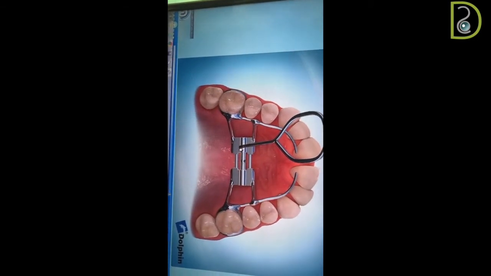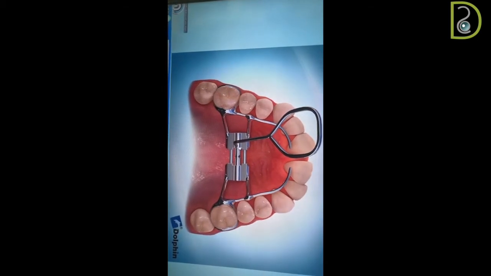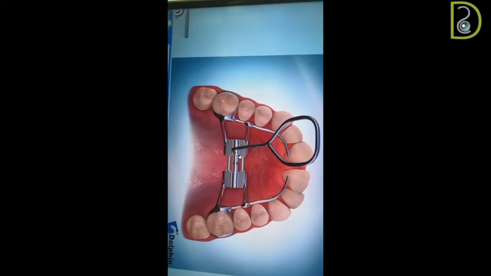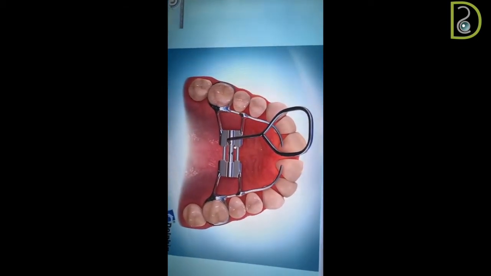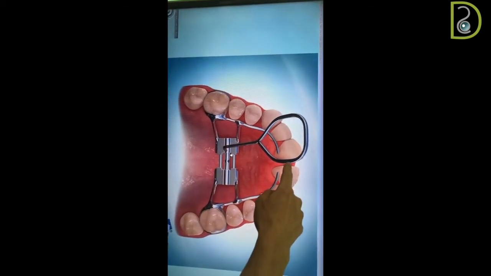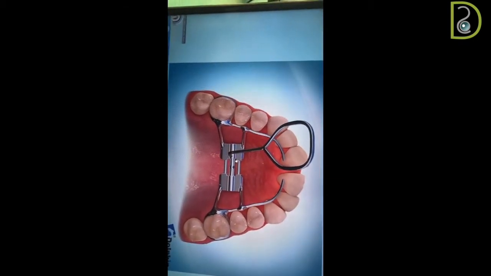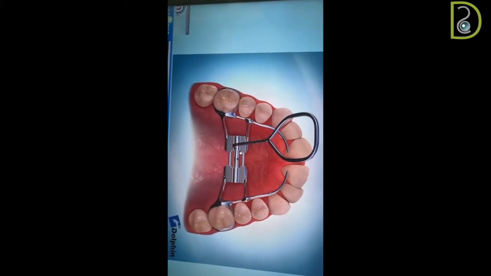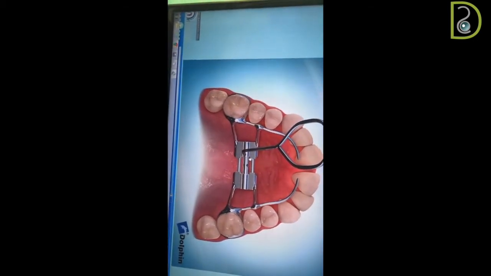So there are different kinds. You have 7 millimeter, you have 9 millimeter, you have 11 millimeter jack screw. It depends on the case. After you expand, you see this space, and we tell the patient, you will have this space. If you have it, don't worry, this is a sign of successful expansion, okay?